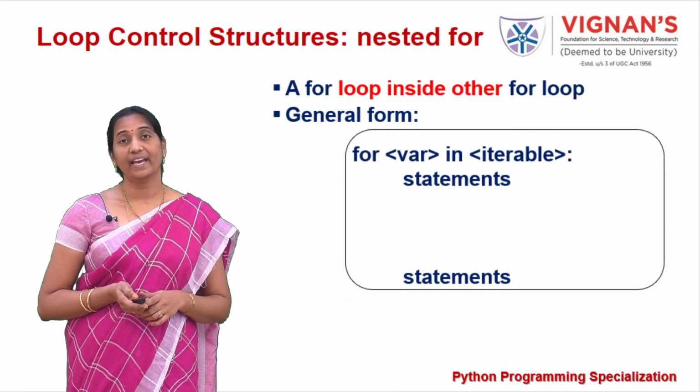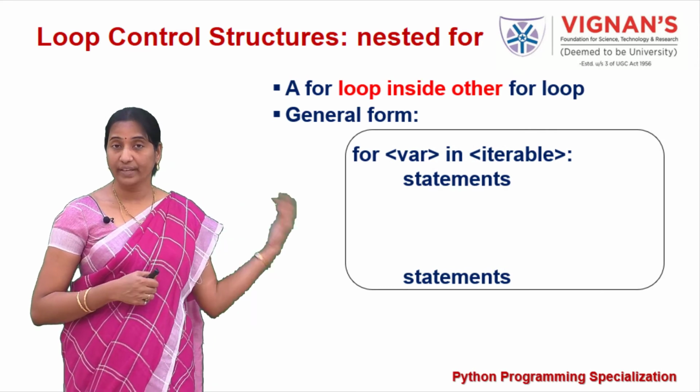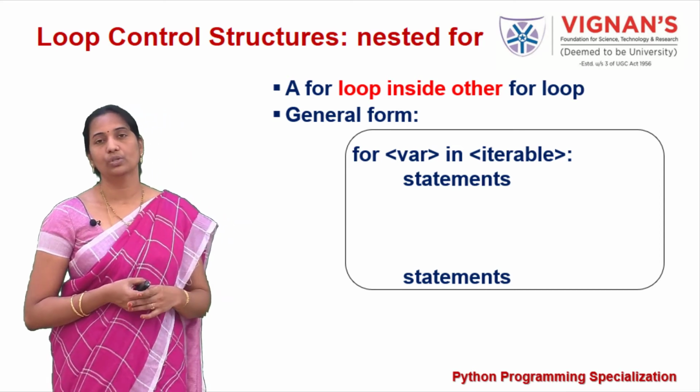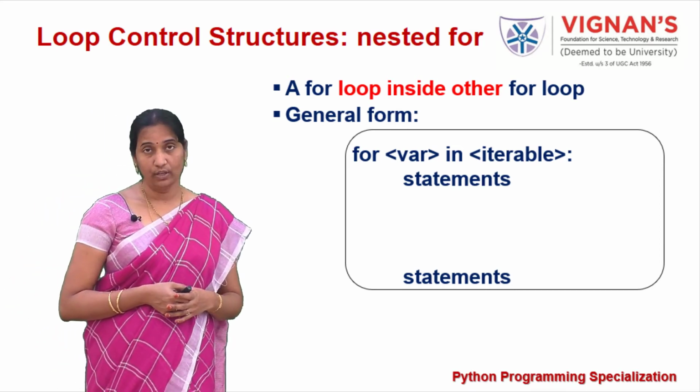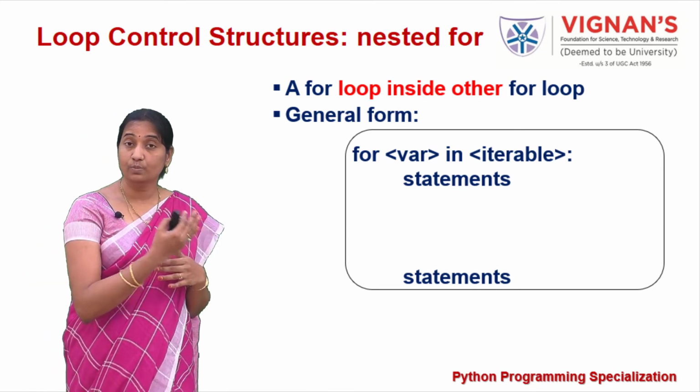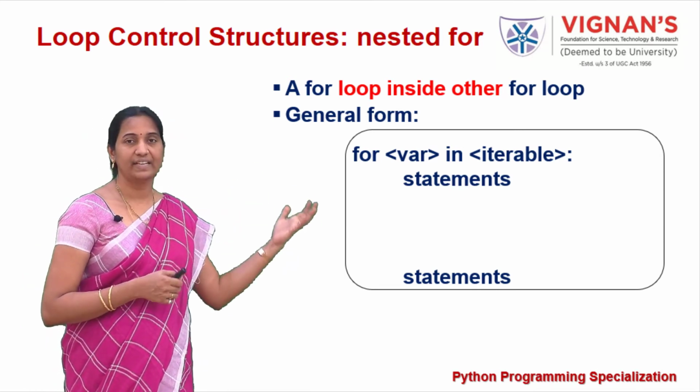Now let's see how we can nest the for loop, similar to how we nested the conditional control structures or even the loop control structures. We have seen how to nest the while loop. Now let's see how we can nest the for loop. So what is a nested loop structure? One loop inside the other loop.